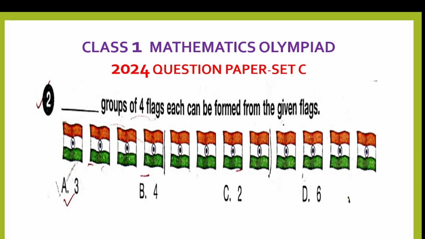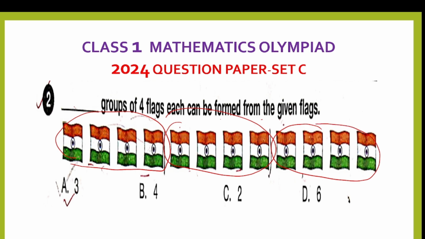Next question. Dash dash groups of four flags each can be formed from the given flags. So let's make a group of four flags. This is 1, 2, 3, 4. This is one group. Then 1, 2, 3, 4. This is the second group. And 1, 2, 3, 4. This is the third group. Means what? There are three groups of four flags each that can be formed from the given flags. Therefore, the answer for this question is option A.